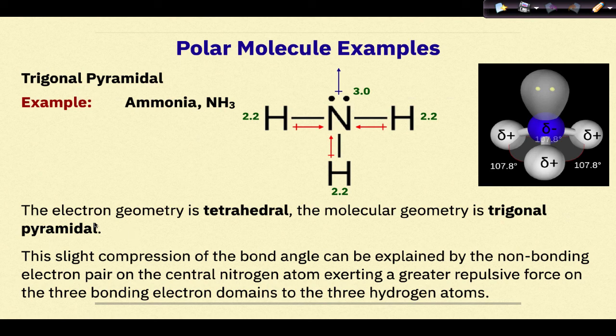So like I said before, the electron geometry is tetrahedral when we include that lone pair, and the molecular geometry is trigonal pyramidal. This slight compression of the bond angle can be explained by the non-bonding electron pair on the central nitrogen atom exerting a greater repulsive force on the three bonding electron domains to the three hydrogen atoms. Therefore, when we look at this bond angle over here, we notice that it's not the ideal bond angle of 109.5, but it hovers more around 107.